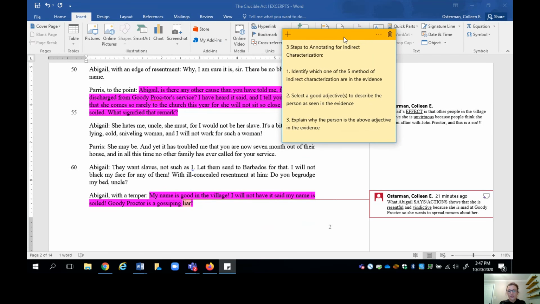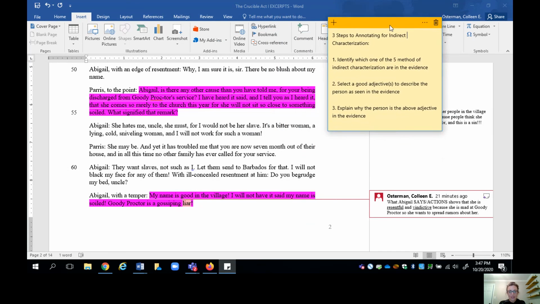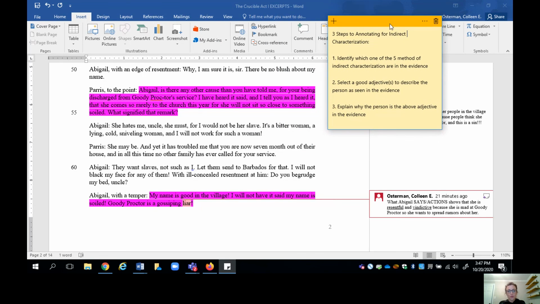So think of this Post-it note as you continue to annotate. Take this Post-it note with you everywhere. And every time you highlight characterization, try to take these 3 steps because I promise it will help.